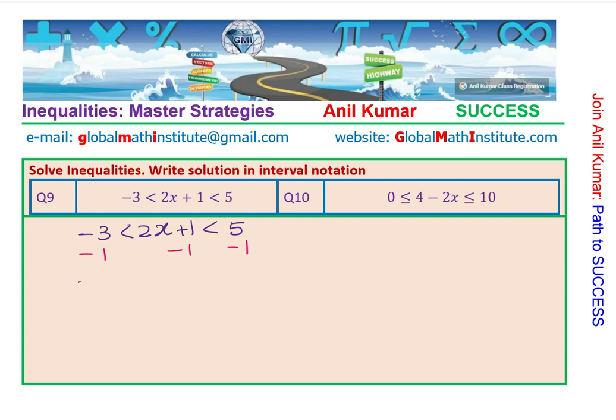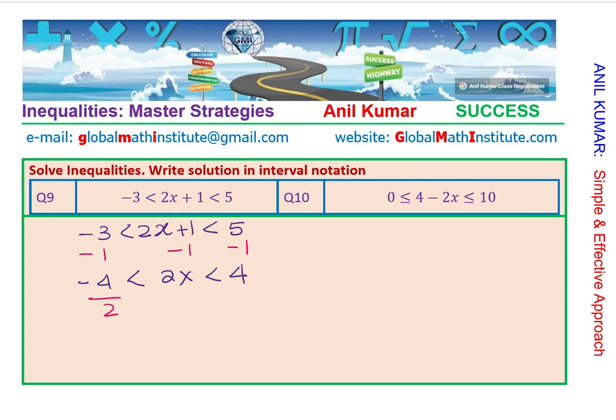Minus 3 minus 1 is minus 4, which will be less than 2x, plus 1 minus 1 cancels, and this is 4. And now you can divide by 2, right? So if I divide by 2, each one of them, in that case, I get my solution, which is minus 2 is less than x is less than 2.